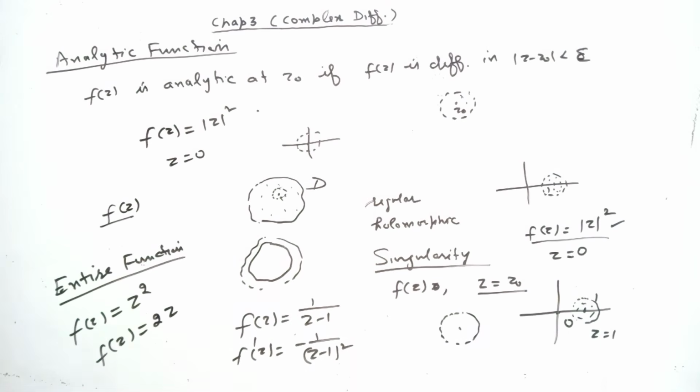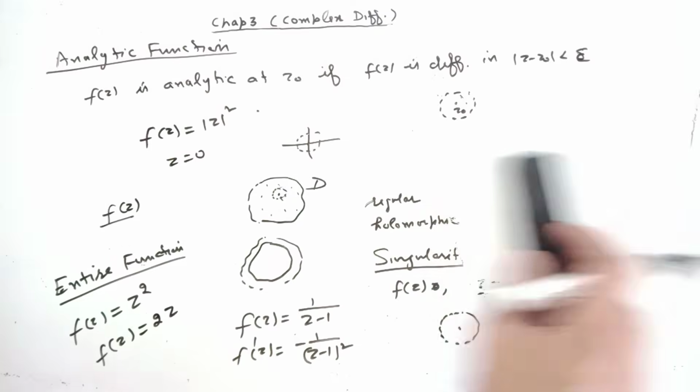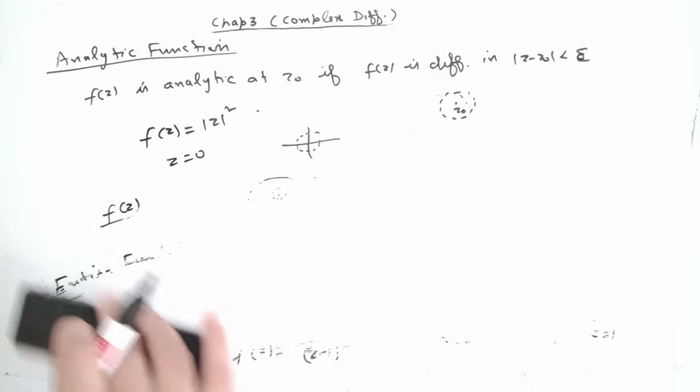In the definition of singularity, there are two conditions. First, the function fails to be analytic. Second, in every neighborhood of the singularity, there must exist a point where the function is analytic. Alright. So you understand singularity.